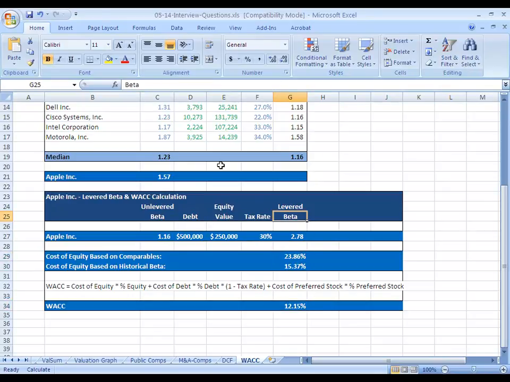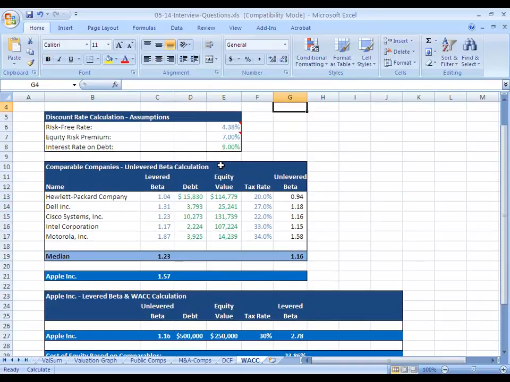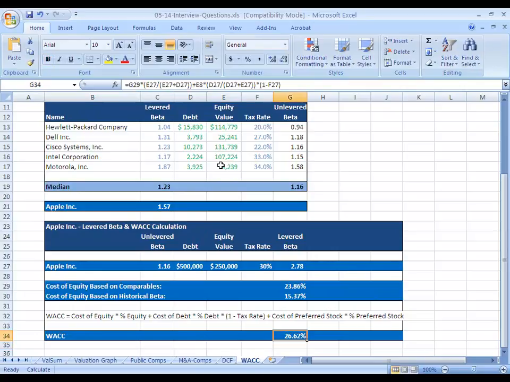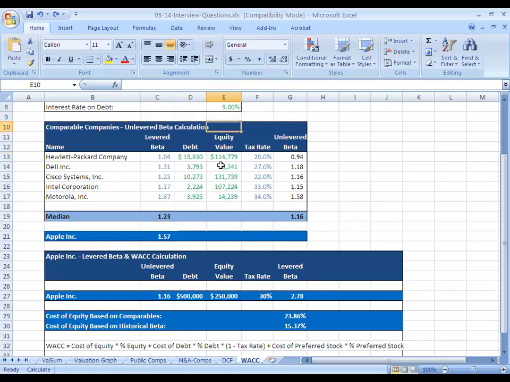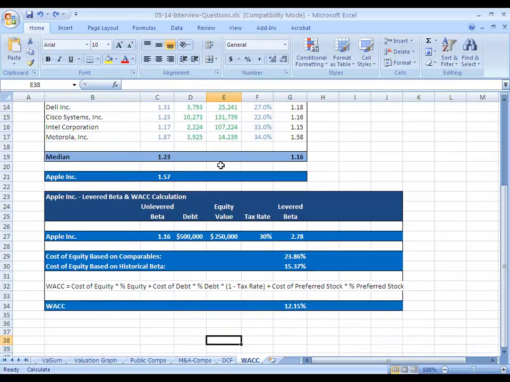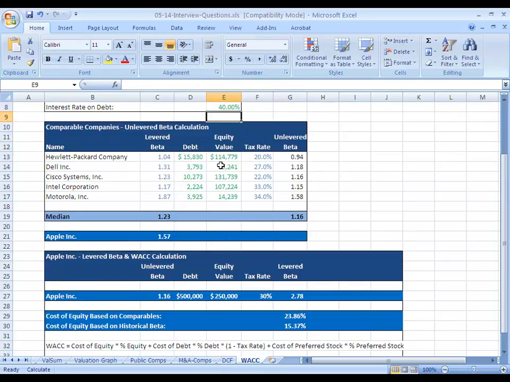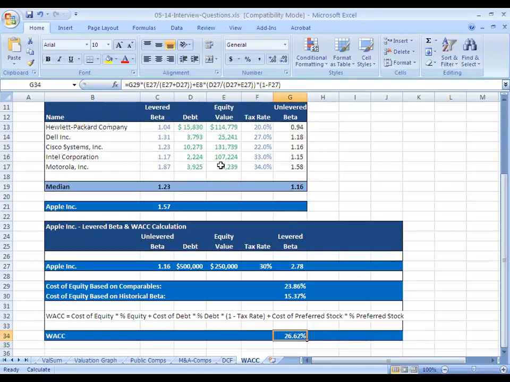Well, what would eventually happen here is if we raise debt to a truly high level, then our interest rate on debt might go up to a very, very high percentage. So rather than 9%, let's say hypothetically that we got to 30 or 40% for our interest rate on debt. And in this case, we see that our WACC has actually jumped by a tremendous amount here. It's gone from 12.15% to over double that, to 26%. And this is actually what happens when you raise debt to a certain level.